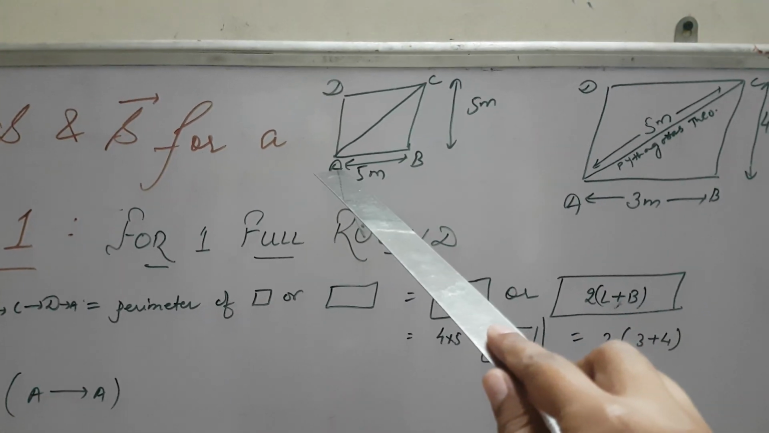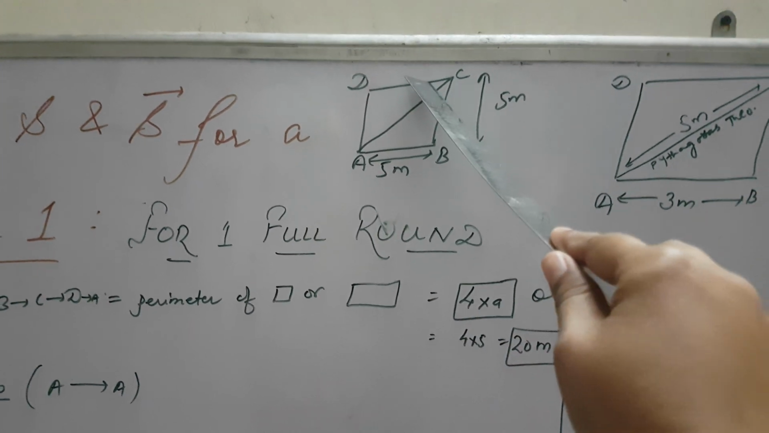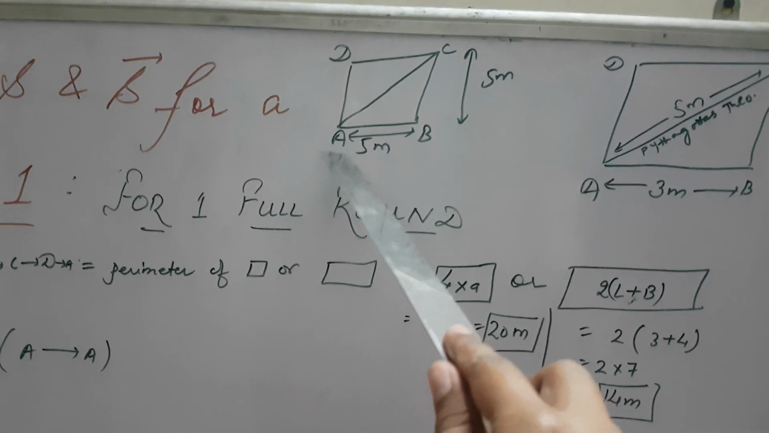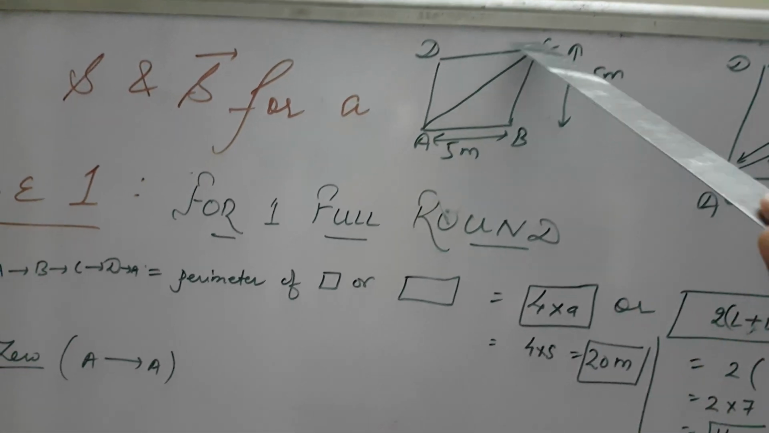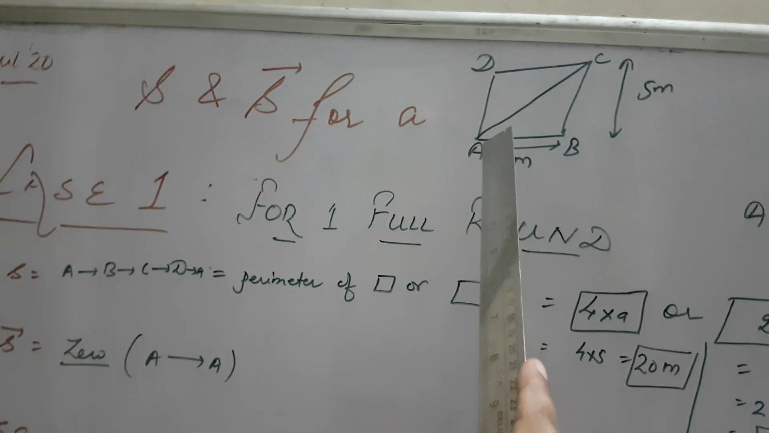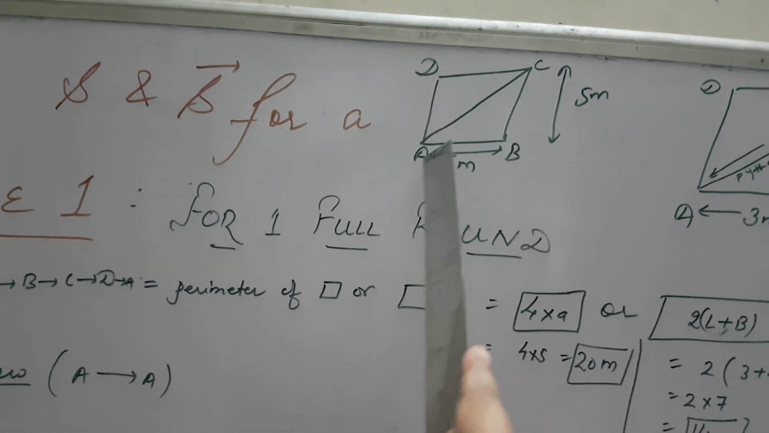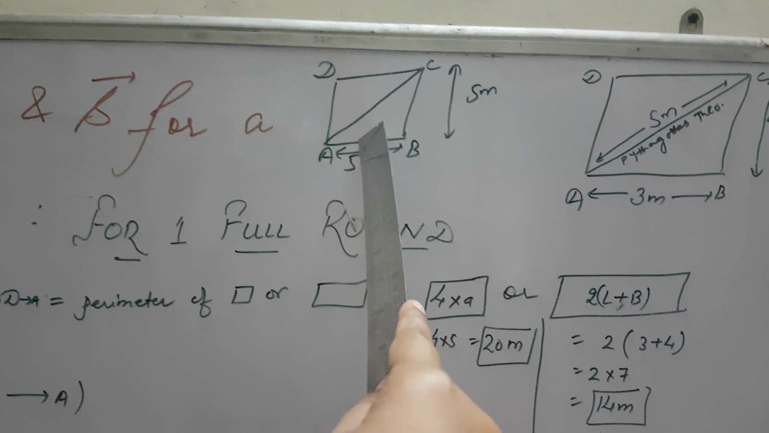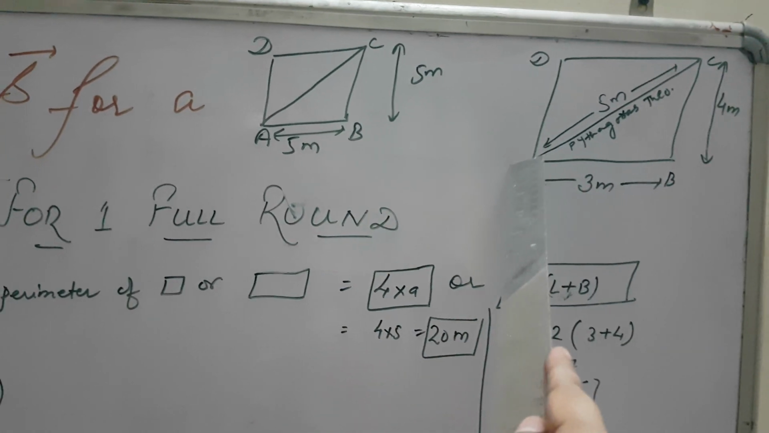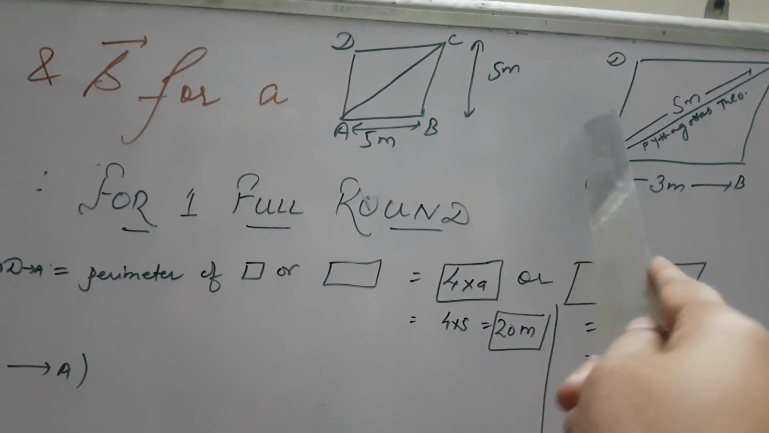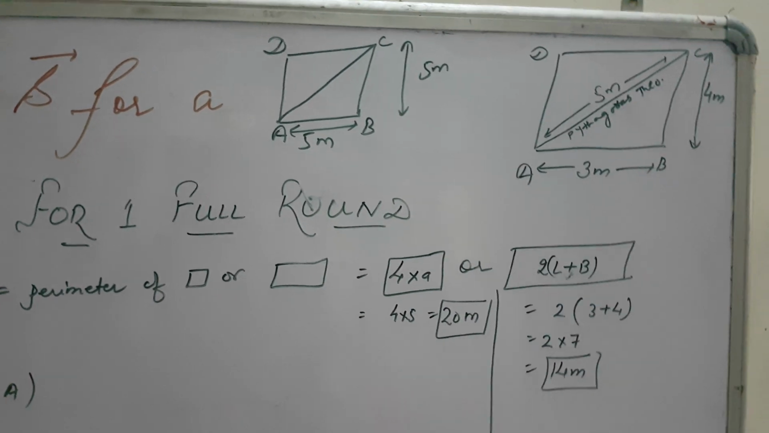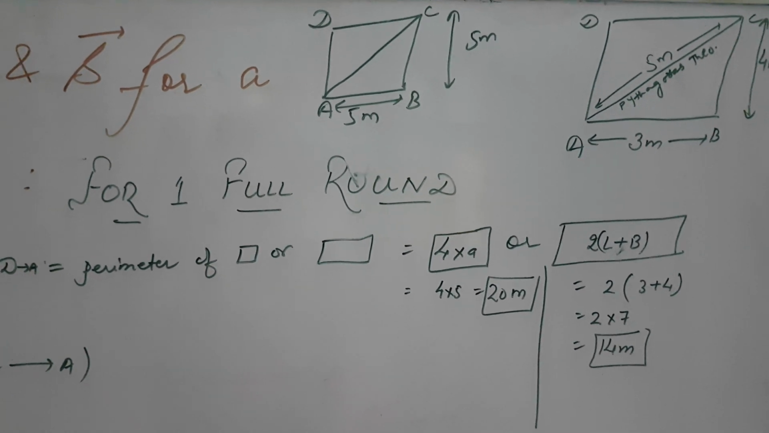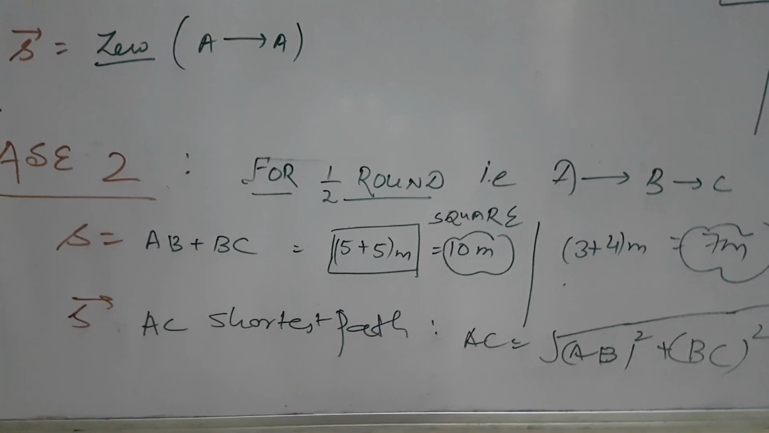Since the body has to travel from A to C, he or she can choose any of the paths, either A to B to C, or any zigzag path or any curved path from A to C. But if the body has chosen A to C, this path will always be the shortest path in case of a square. Similarly, in case of this rectangle, the diagonal of both square and rectangle will be considered as the shortest path for calculation of displacement during half round.